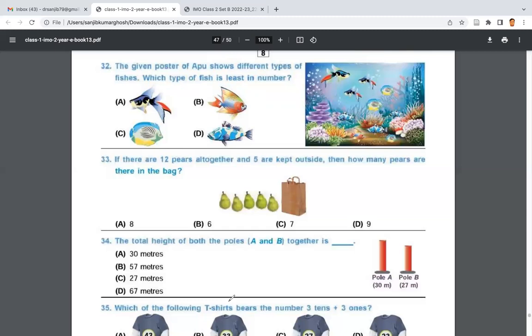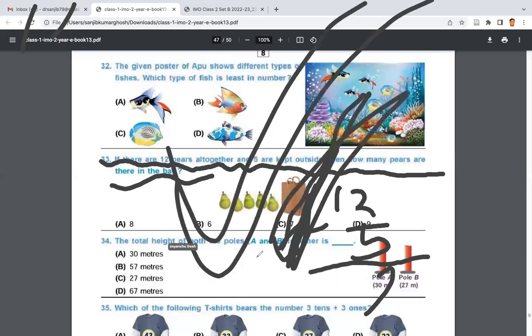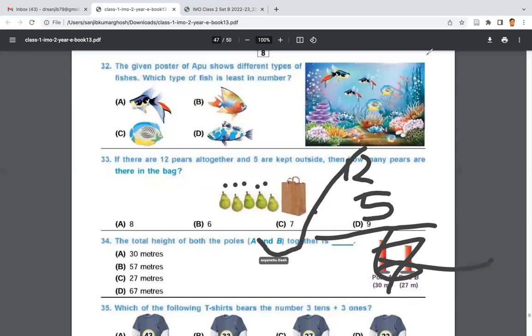Okay, now do number 33, Beta. There are 12 bears all together. How many bears are there in bed? 1, 2, 3, 4, 5, 10, 12 minus 5 is 7. So the correct answer is 7. Explain it, Beta. How come 7 is the correct answer? Because we can do plus and minus. There is 12 minus 5, because also 1, 2, 3, 4, 5. So our answer is 7. The correct answer is 7. Excellent, Shivanshu.